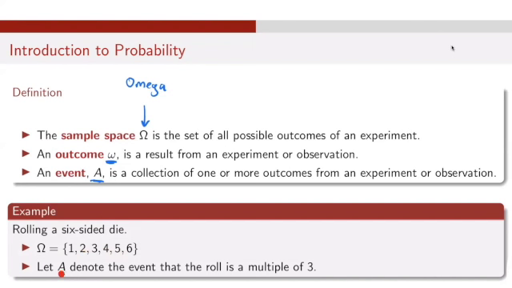The event A, let's say A represents the event that the roll is a multiple of 3. In that case, we can write A as a set as well. So A is going to consist of all of the outcomes that are a multiple of 3. That would be a roll of 3 and a roll of 6. So A would be a set consisting of the 2 outcomes, 3 and 6, that satisfy that event.